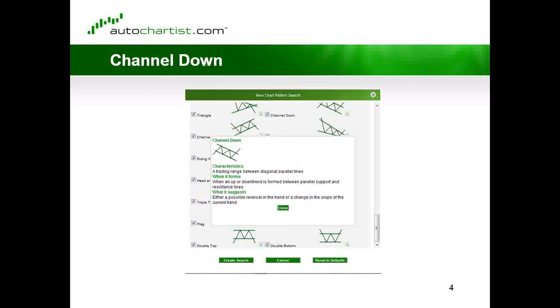You can have three or four tops and bottoms. You can have several. And the channel can last anywhere from a few days to a few weeks or even years for some longer-term markets.